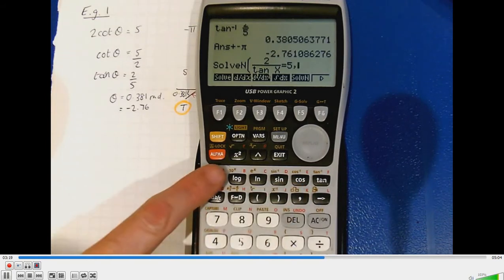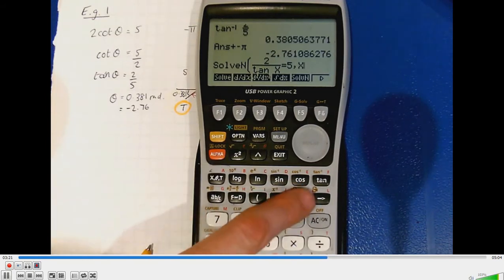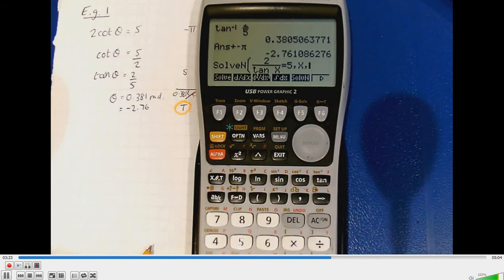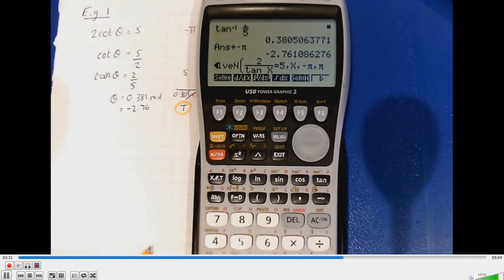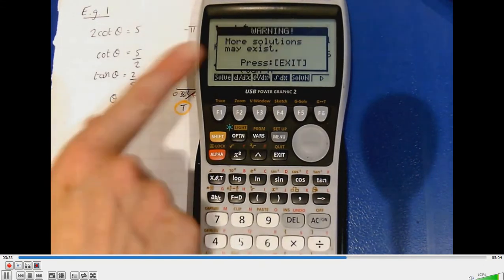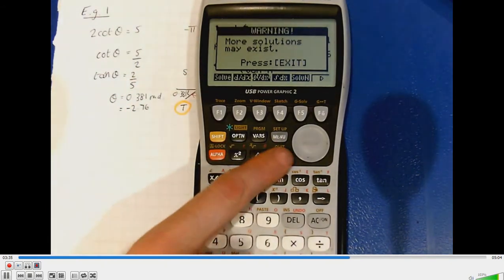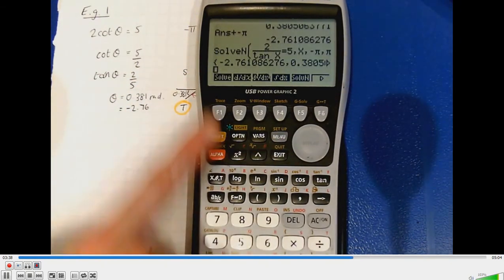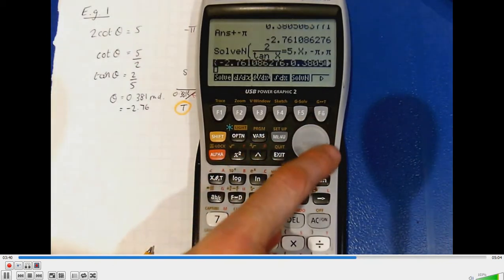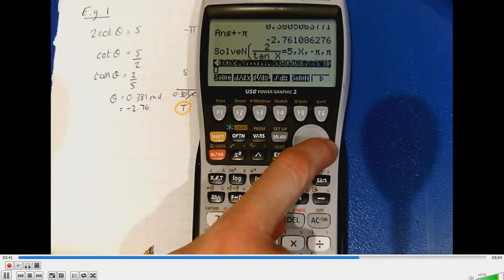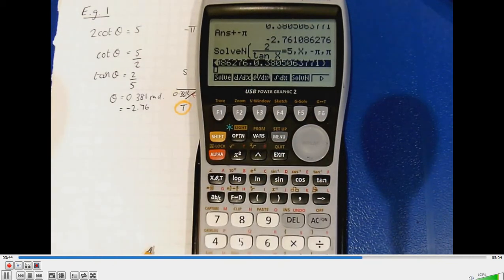Comma, what's the variable called? We've called it x. And what's our range of values? Negative pi, and our maximum value is pi. And then we execute and wait for a moment. Okay, it always says this, there may be more solutions, but we do exit. Okay, and there we go, we've got negative 2.76 and 0.381. So that's good reassurance.